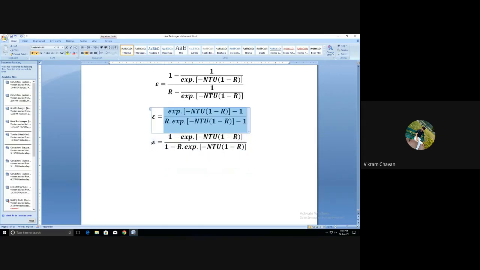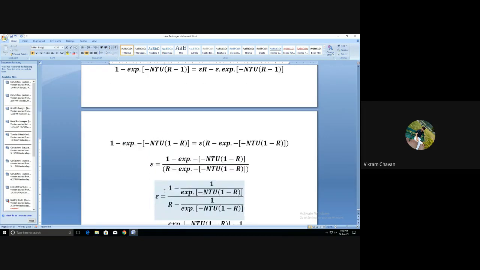So then we will get the effectiveness: effectiveness is equal to 1 minus exponential of inside the bracket minus NTU multiplied by 1 minus r, bracket complete, square bracket complete, whole divided by 1 minus r multiplied by exponential of inside bracket minus NTU multiplied by 1 minus r, bracket complete, square bracket complete. So that will be the final equation for the effectiveness of a counter flow heat exchanger.